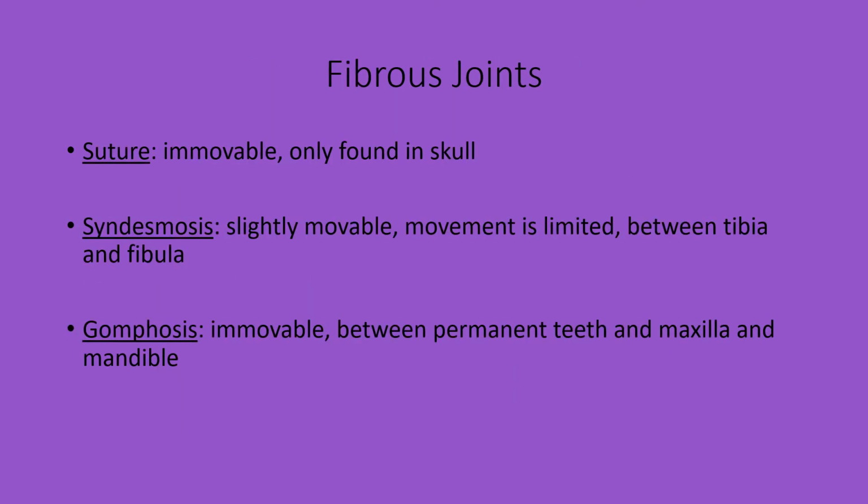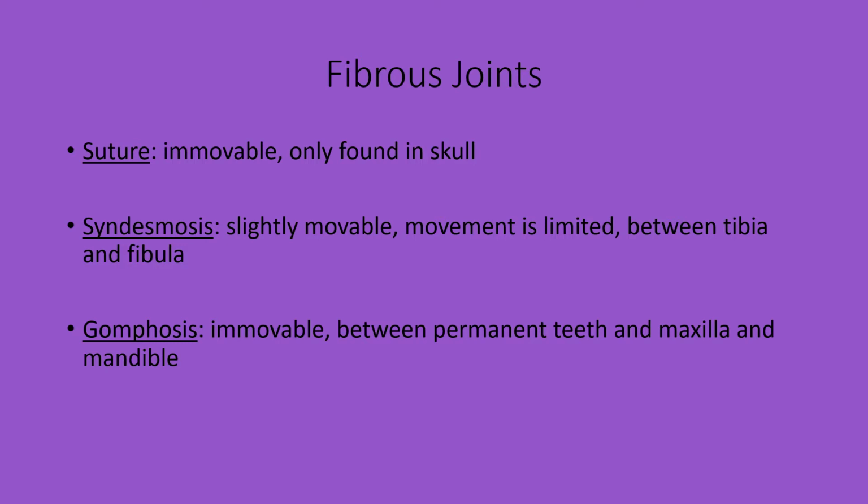Types of fibrous joints are included here. Sutures, immovable, those are found only in the skull, where the cranial bones will come together. Two bones coming together as a joint, but it's immovable. Syndesmosis, where they're slightly movable. An example is the tibia and the fibula, so you have some movement, but it's limited.